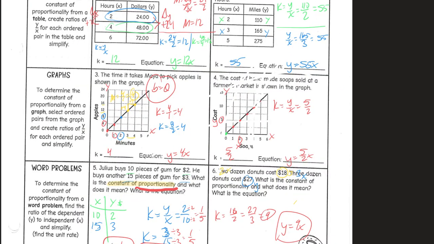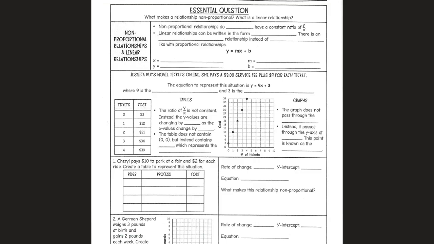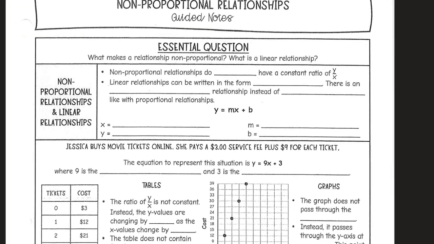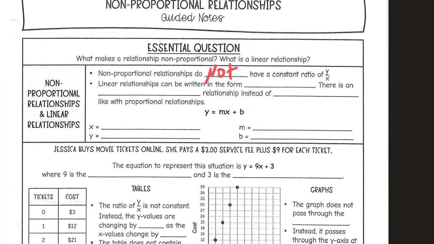So that is the end of page 1. Now to page 2. Okay, page 2. So now that we talked about proportional, let's review non-proportional. This is basically what we did all last 2 weeks, getting ready for our last test. Non-proportional relationships do not have a constant ratio of Y over X. Linear relationships can be written in Y equals mx plus b, which we know. There is an additive relationship. That's how we've been finding the change in y over the change in x instead of a multiplicative.